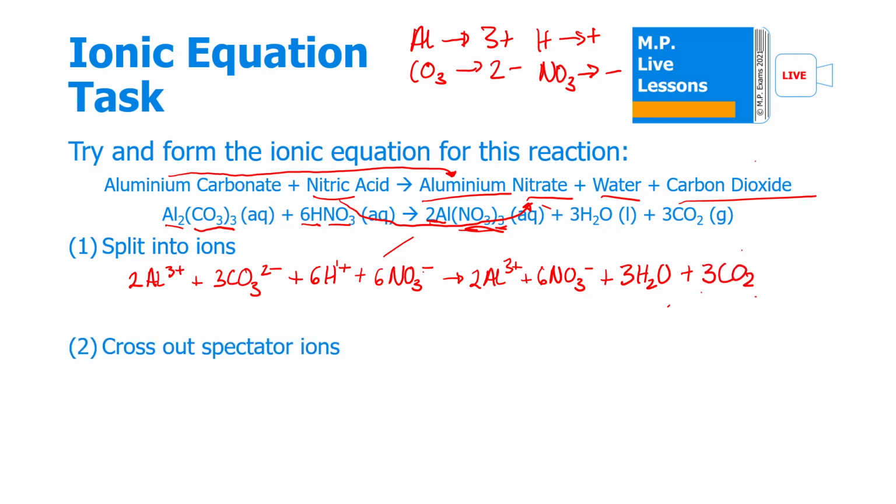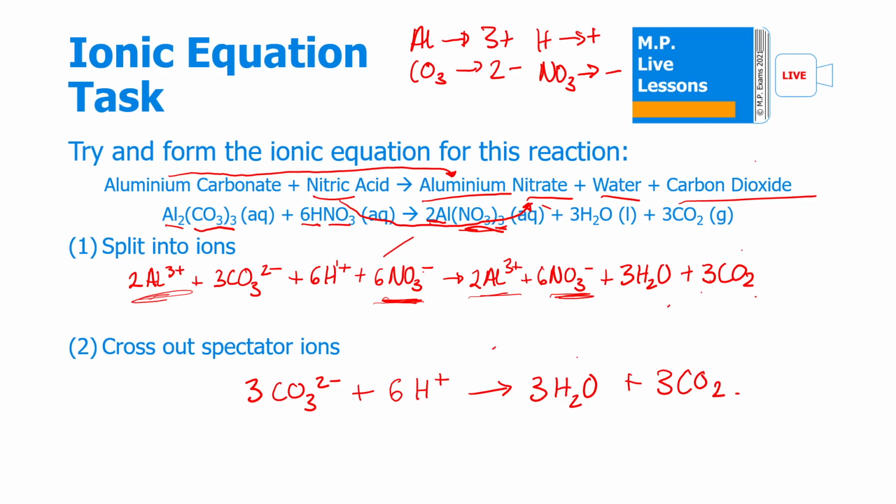Now we cross out the spectator ions, the ones that stay the same before and after the reaction. So you can see that the aluminium ions haven't changed. Neither have these nitrate ions here, these NO3s. So we just ignore them now. So at the end we get 3 carbonate ions, so 3 CO3 2 minus, plus 6 H plus ions. They form water, 3H2O plus 3 CO2. Now that's our ionic equation in this example.